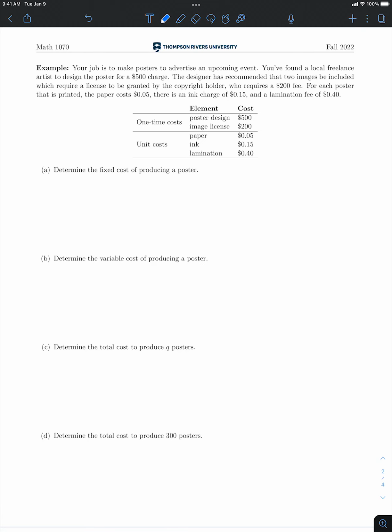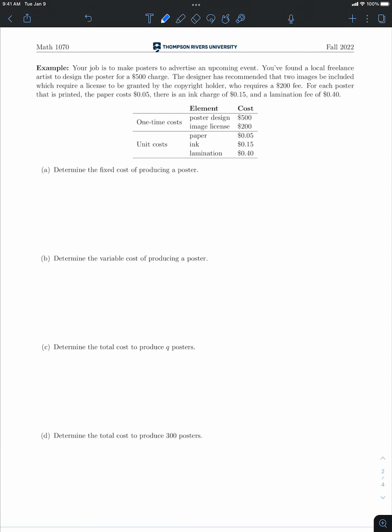Okay, so in this next example, imagine that you're an advertiser and there's an event coming up that you're responsible for promoting. So what you've decided to do is you're going to make posters and you're going to hang them up all over town just to let people know that this event is happening. So designing a poster, though, that's a lot of work, right?